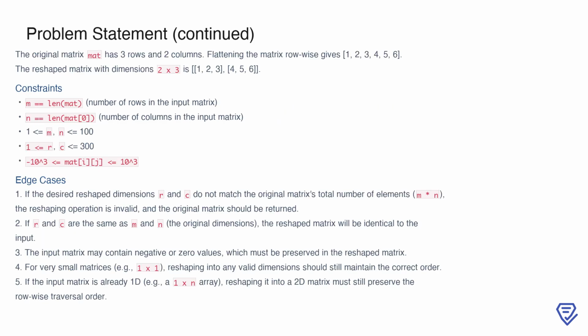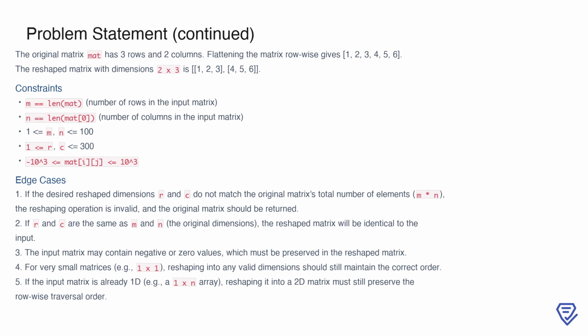To summarize, the problem requires us to handle a few important constraints and edge cases. First, the number of rows m and columns n in the input matrix are always at least 1 and at most 100, while the desired dimensions R and C can go up to 300. The values within the matrix range from -1000 to 1000. A key edge case is when the reshaping dimensions R and C do not match the total number of elements in the original matrix. In such cases, we must return the original matrix unchanged.